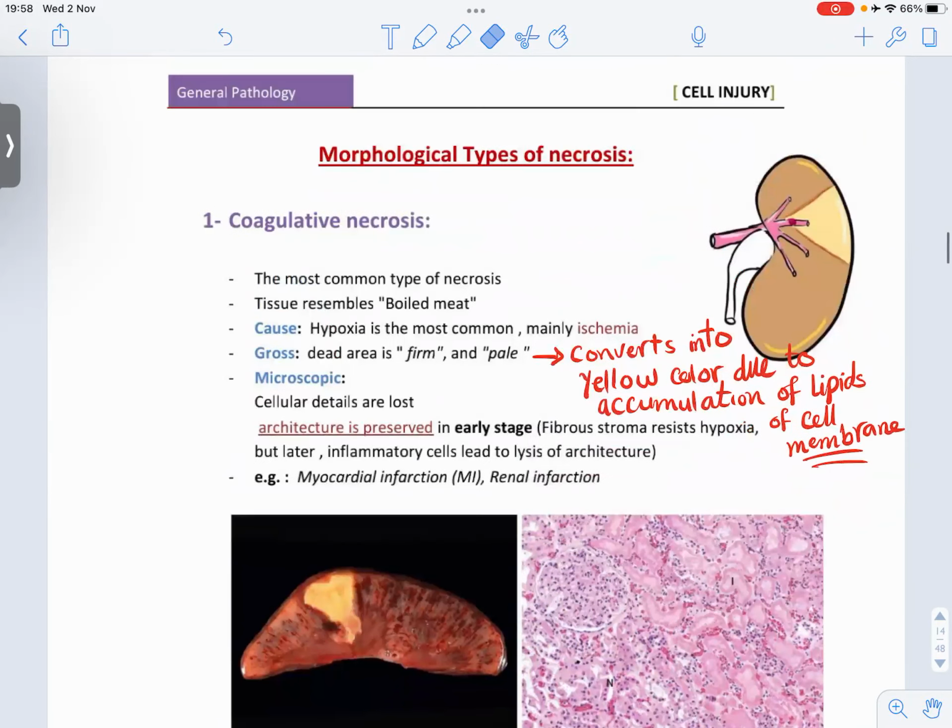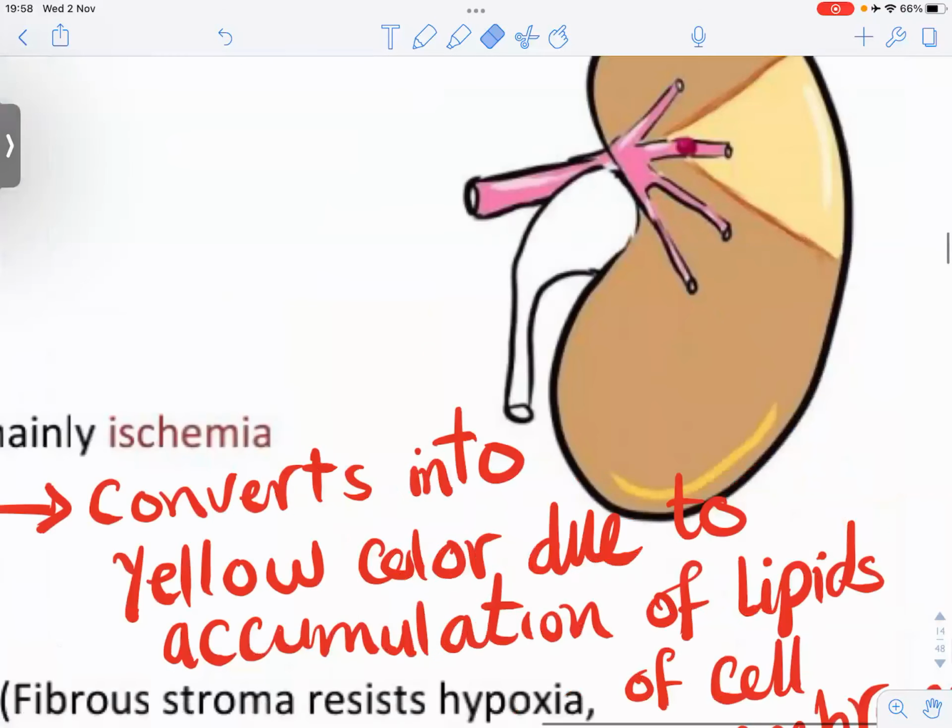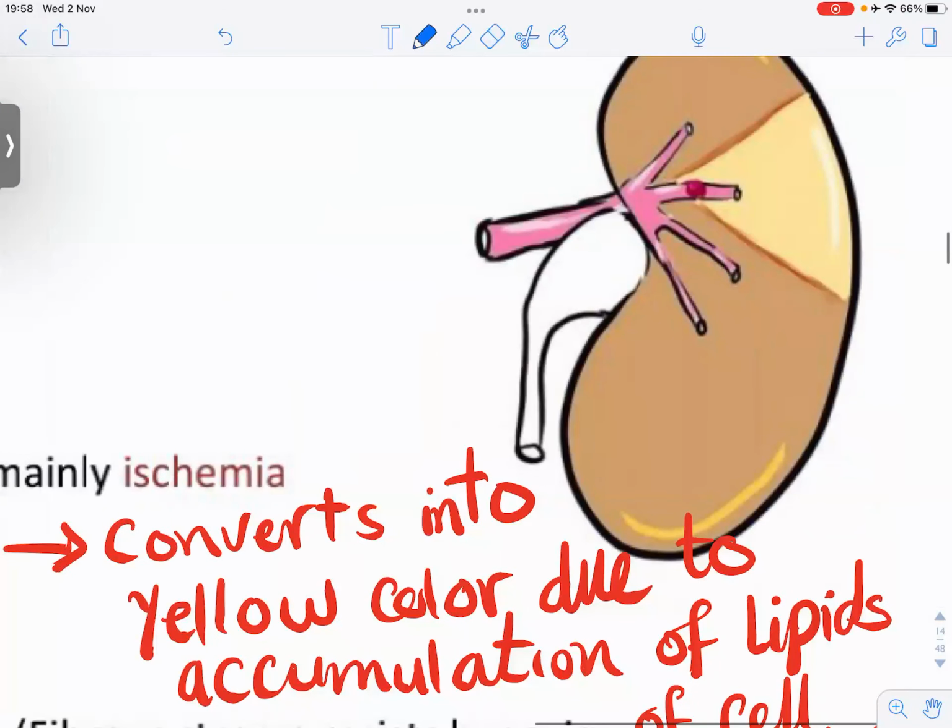For example, this is the kidney, and here is the renal artery, and here is some block which obstructs the renal artery. So there is no blood and oxygen going to the tissue. So the cells start to die.